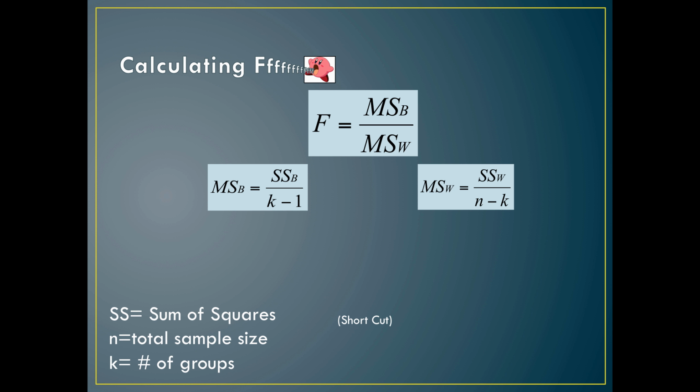So your n would be 18, your k was 3, so it would be right here 18 minus 3, that would be 15. By the way, these are your degrees of freedom. So k minus 1 is going to be your degrees of freedom for the numerator, and n minus k is going to be your degrees of freedom for the denominator.